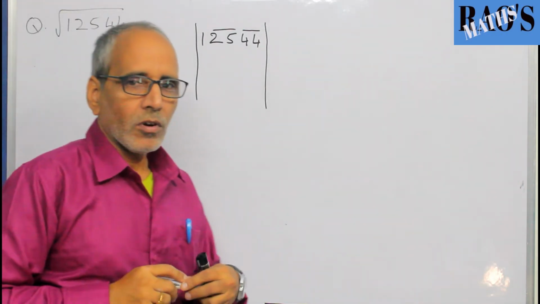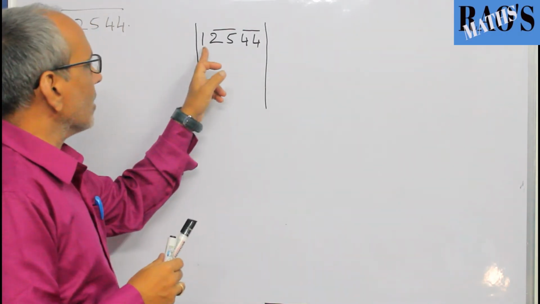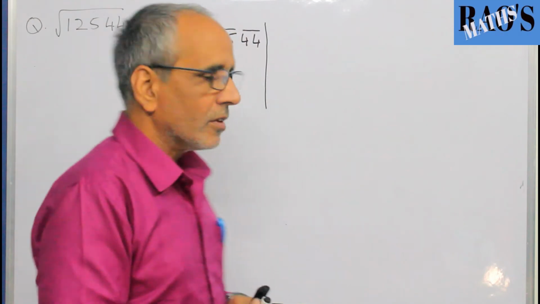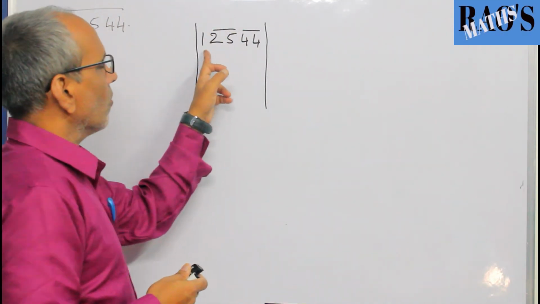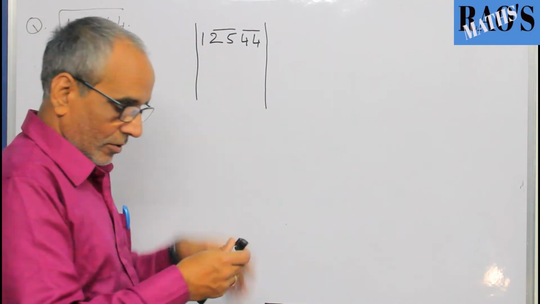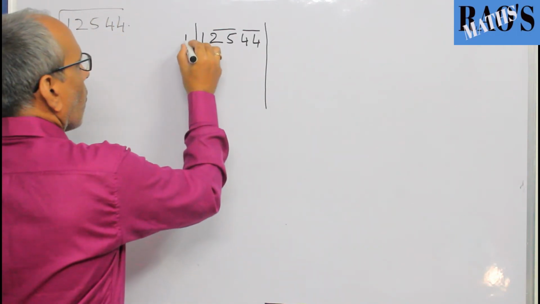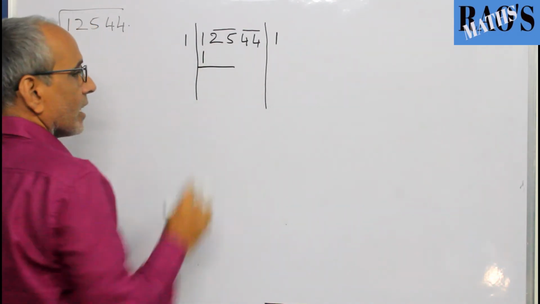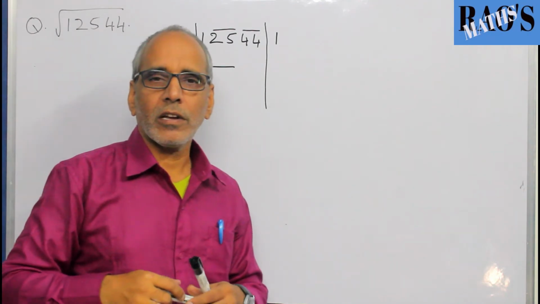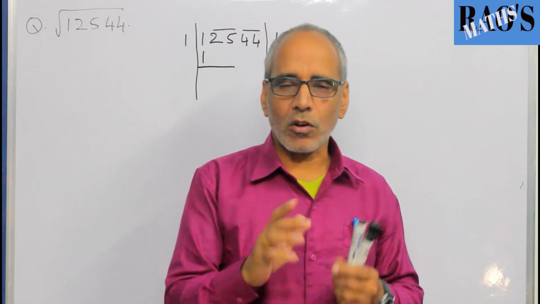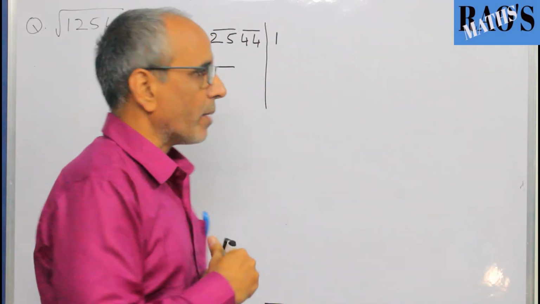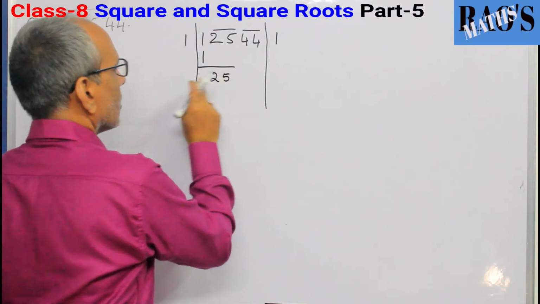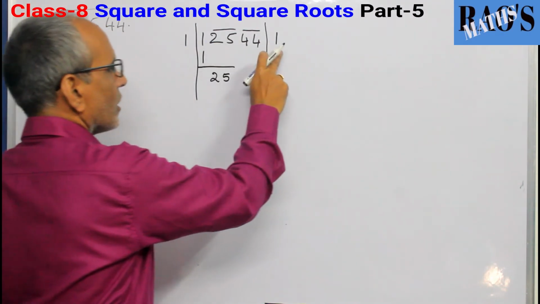Now we have to divide this number with the squares of natural numbers in order, right from 1. 1 square is 1. So 1 square goes directly in 1. So I write 1 into 1 is 1. So no remainder. We carry down the next pair here in this division, not the next digit as in our normal division. We always carry down the next pair. Now the next pair is 25. So this is the divisor, this is the quotient.